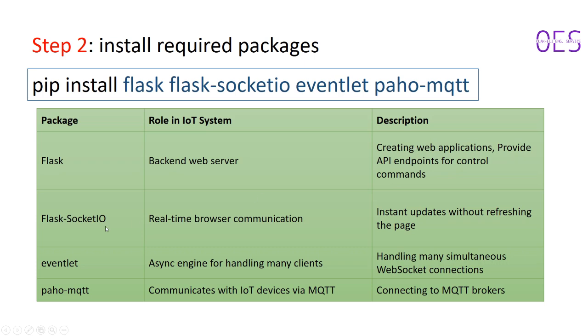Then the Flask Socket IO is a real-time browser communication. So this manages the instant updates. It allows you to update your web app in real time. It's a protocol that manages the communication between your MQTT communications from your Pico-W and the web application.